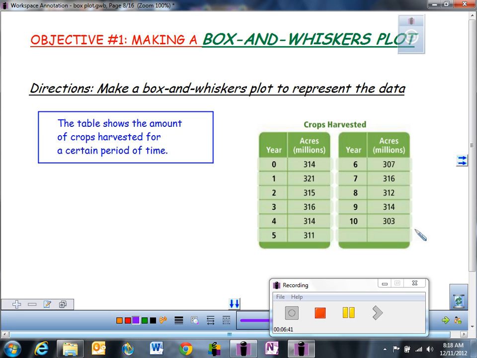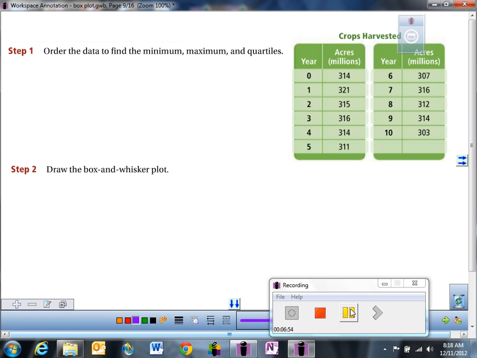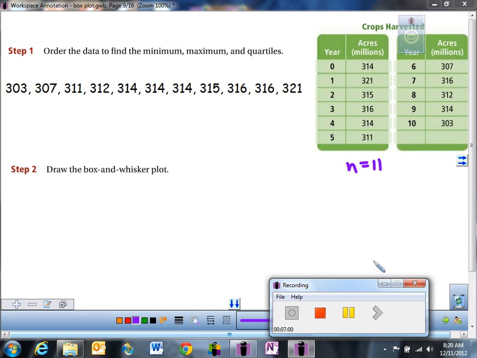So here's some data. The table shows the amount of crops harvested for a certain period of time. So in year 0, this is how many acres, year 1, acres, year 2, and so on. So here's that same data set. We need to order it so we can find our quartiles. So here are my numbers ordered.